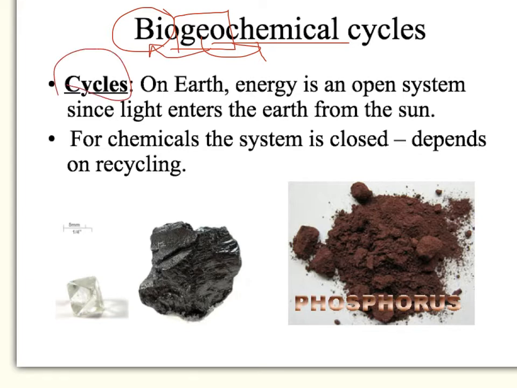So the first cycle, let's just talk about the basis of these cycles, whether they're open or closed. Now, energy is an open system since light does come into our planet from the sun. But when we talk about chemicals, that means basically the actual matter on our planet, it's closed. So we have the same amount of carbon on our planet today as we had 100 million years ago, and we'll have in 100 million years in the future. So those materials don't really leave or enter our planet. We do get some additional materials with asteroids, but again, the amount that we get from outside our planet is really small.